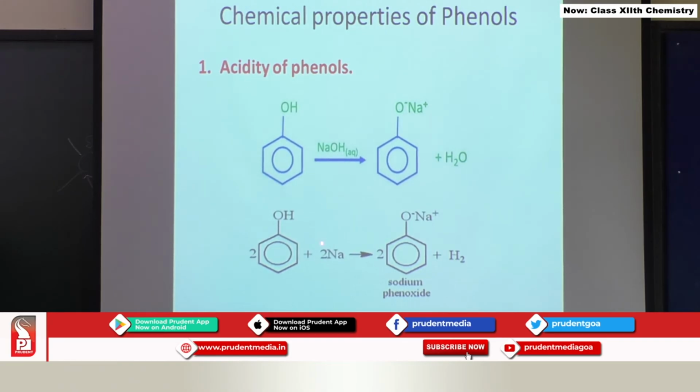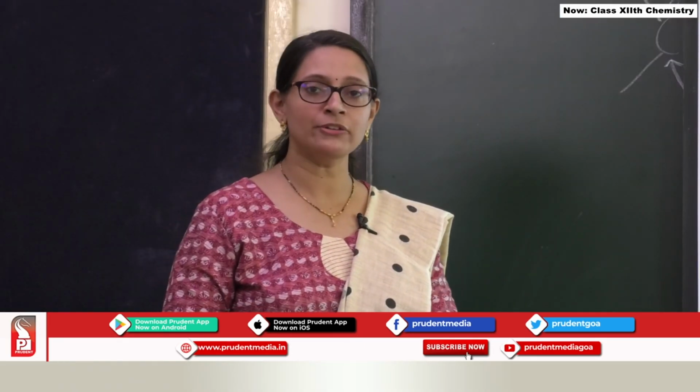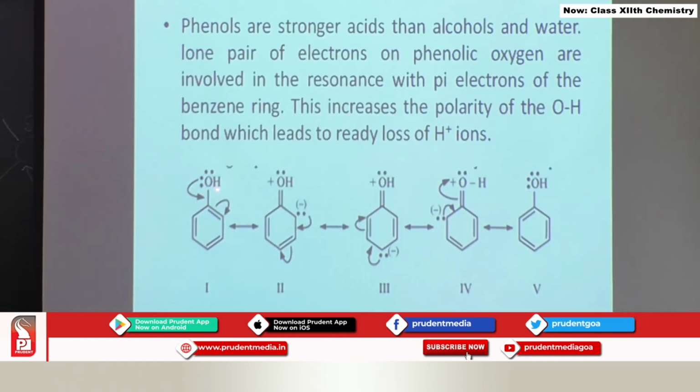Similarly, when it is treated with sodium, hydrogen gas is released. This also indicates that this hydroxyl hydrogen or hydroxyl proton can be readily lost by phenols. Now, why phenols are acidic? Phenols are acidic because there is high polarity between this oxygen and hydrogen.